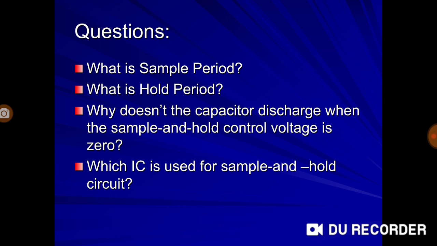Normally what happens is whenever a capacitor is being charged, once the charging current falls or stops, it immediately starts discharging, because that is the nature of a capacitor. But since it does not get a path to discharge, it holds. That has to be explained in words. Which IC is used for the sample and hold circuit, that I have given you. Just take a recap first and attempt the questions that have been given to you.